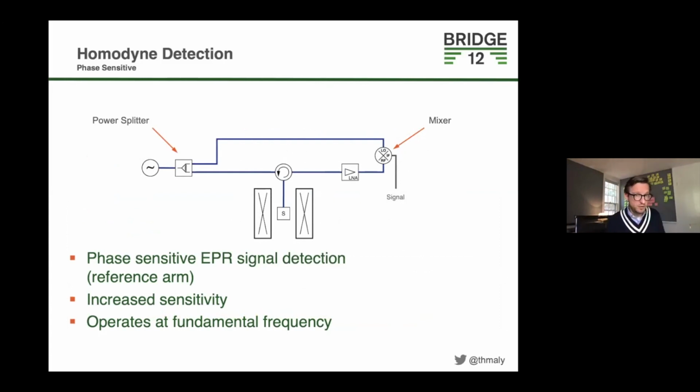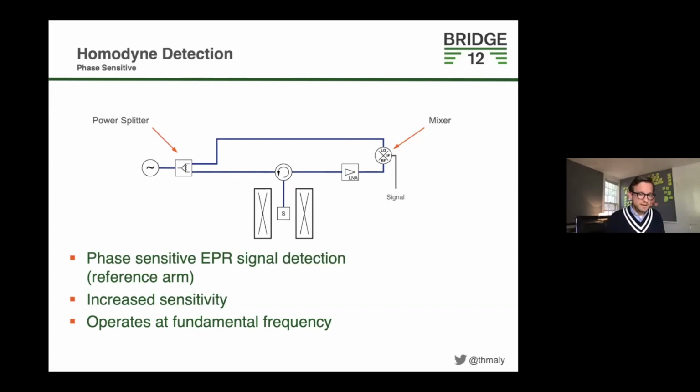Or we can sweep the frequency here in the system too, given that all components are broadband and within the bandwidth. So this is called a Homodyne detection because your reference here and your signal path are at the same frequencies. And so it operates at a fundamental frequency, and this really has much higher, already increased sensitivity than the very basic setup that I showed you before.